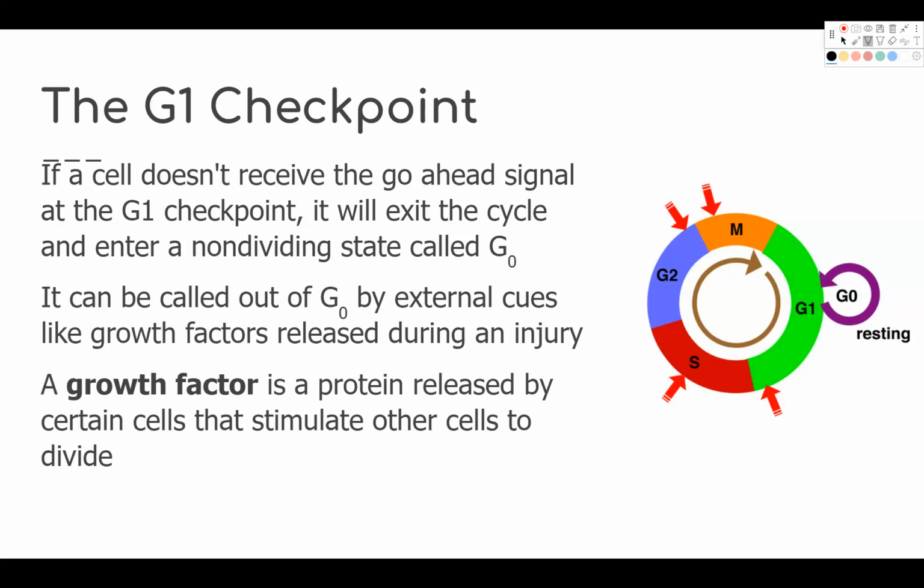G0 is a resting state. The cell is still doing its normal cell activities. It still has a metabolism. It still sends and receives signals. It still does everything a normal cell does. It's just not dividing.